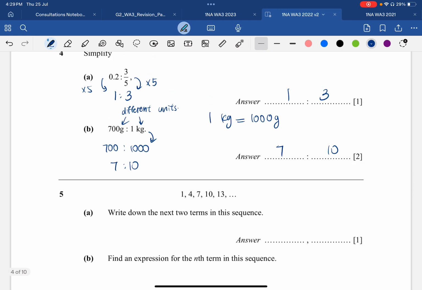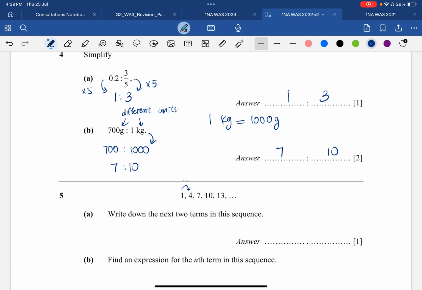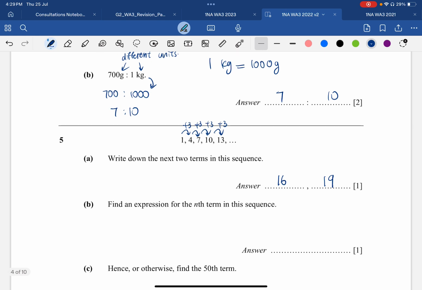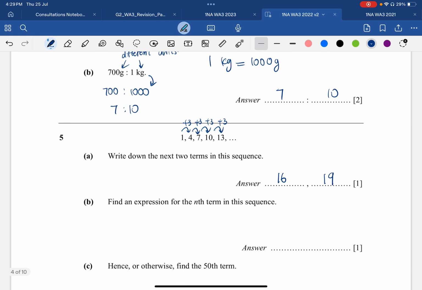There's a sequence 1, 4, 7, 10, 13. So you notice that there is a common difference of plus 3 between each of the terms in the sequence. Write down the next two terms in the sequence: 13 plus 3, that's 16, 16 plus 3, that's 19. Okay, and then you are asked to find the expression for the nth term in the sequence.